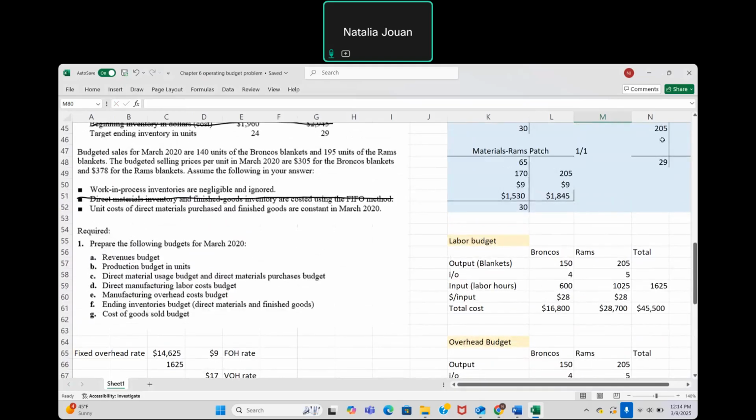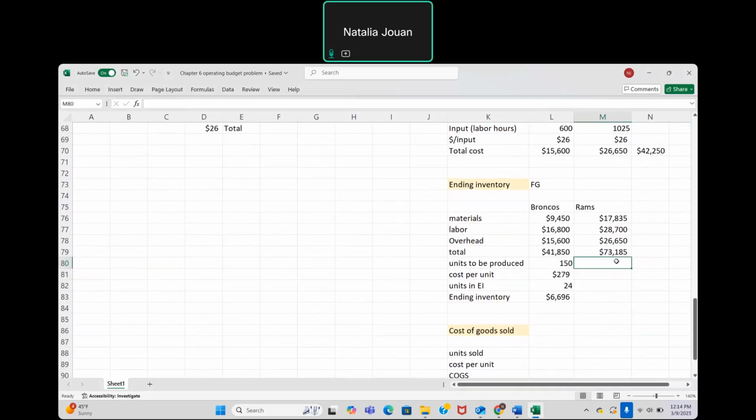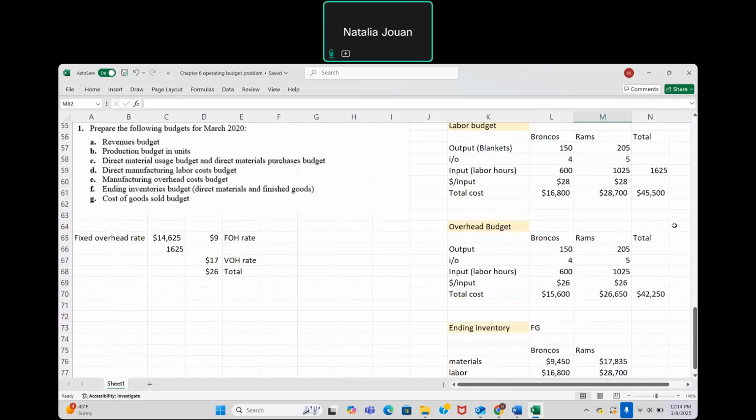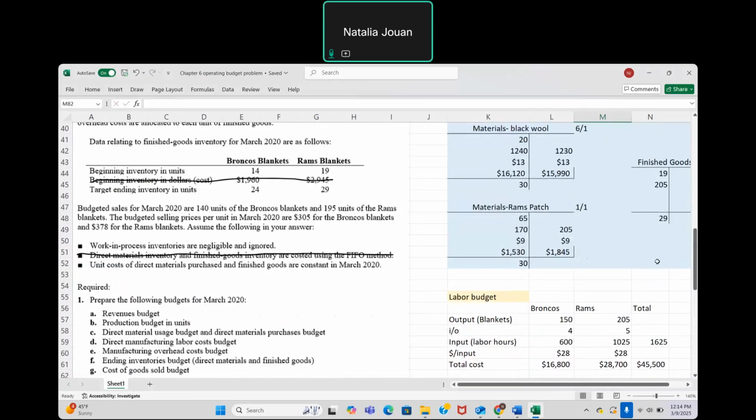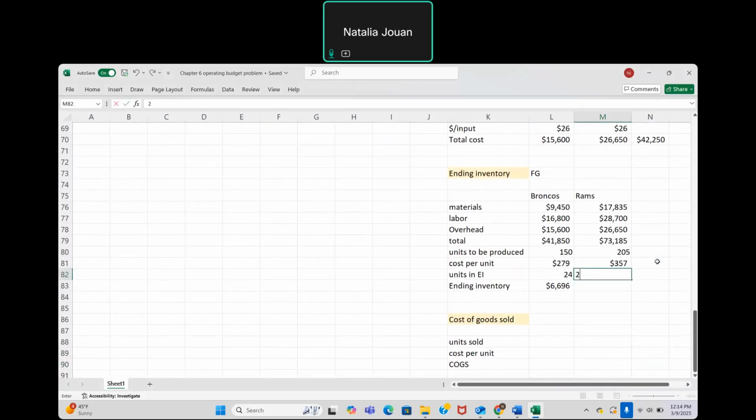So we're making 205 units. Okay, 205. So what is the cost per unit? Cost, oops, wrong cell. Cost per unit. 357. And how many units we have in ending inventory? We have 29. So 29 times the 357, let's copy the formula. Total inventory cost, okay, ending.